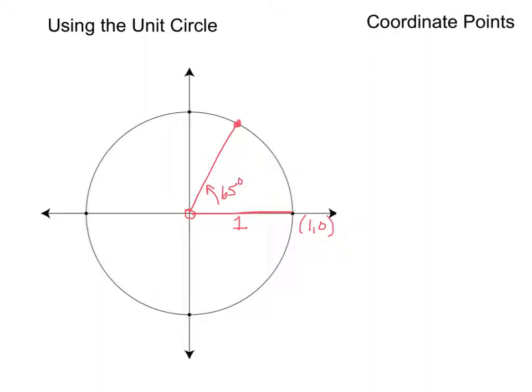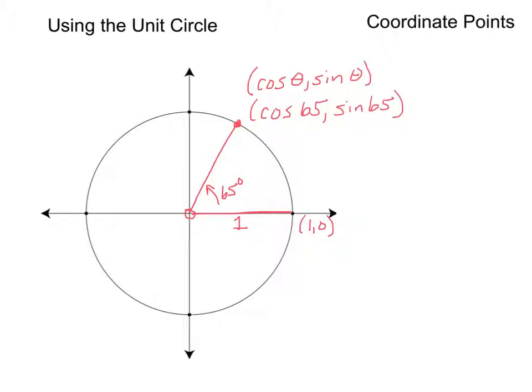we've already talked about how you can find this point right here by using cosine theta, sine theta. So this location point, we could use our calculator, do cosine 65, get a decimal, sine 65. And we'd have our location right there. All right?